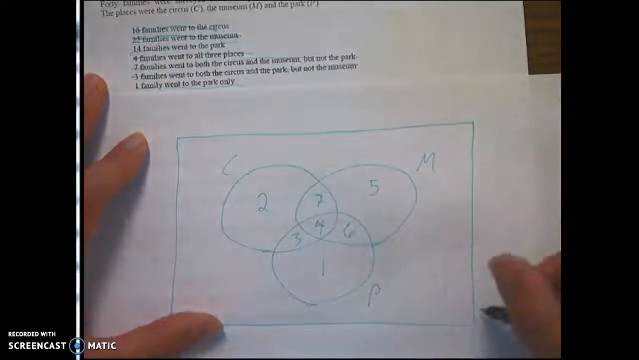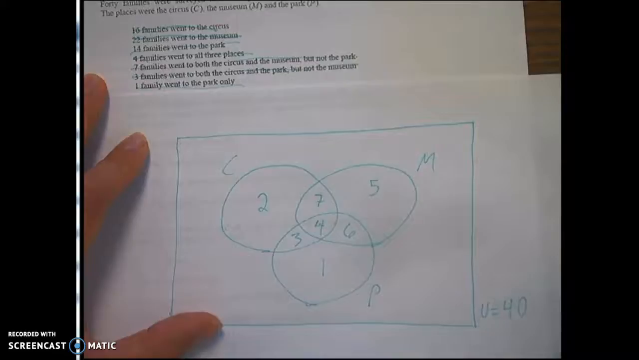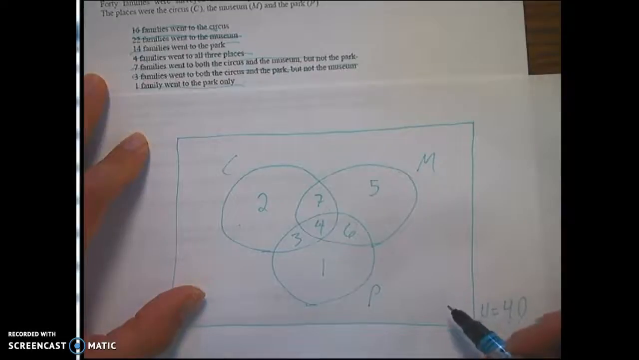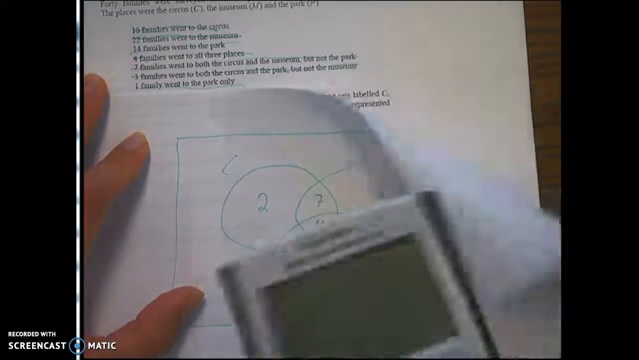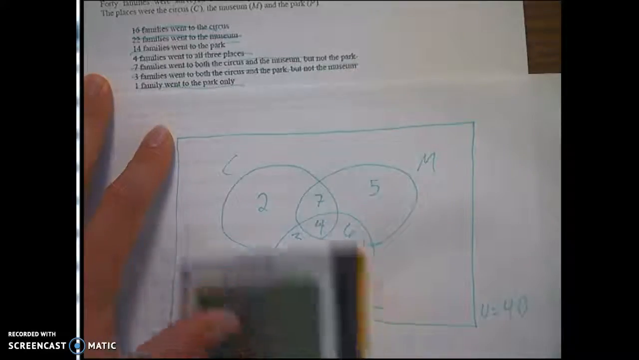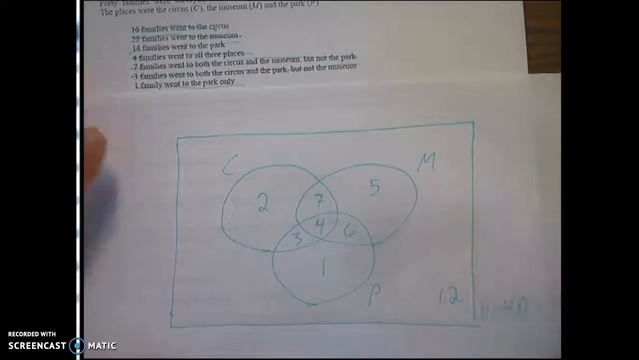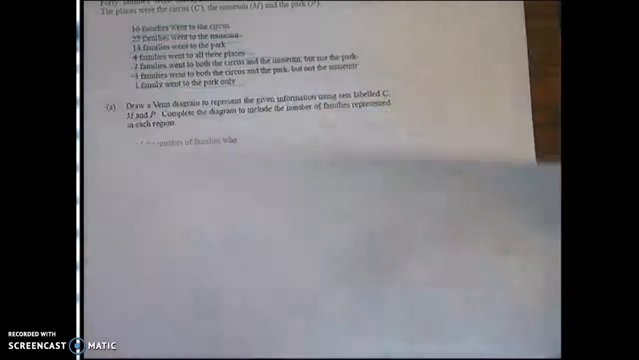If I know that the universe has 40 people in it, then what I need to do is add these all up and see how much is left for the number of families who went to none of these 3 places. So 2 plus 7 plus 5 plus 3 plus 4 plus 6 plus 1 gets me to 28, which means there are 12 families who went to none of these 3 places. Now that I've drawn the Venn diagram, I'm ready to start answering questions about it. So let's take a look at what those questions are.